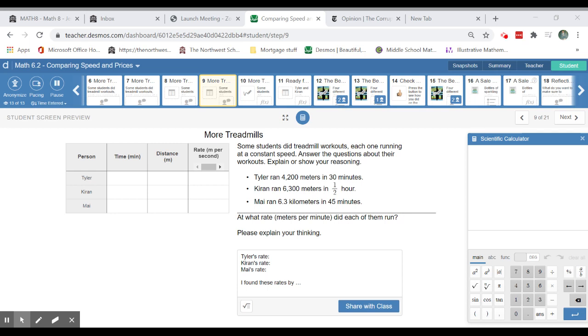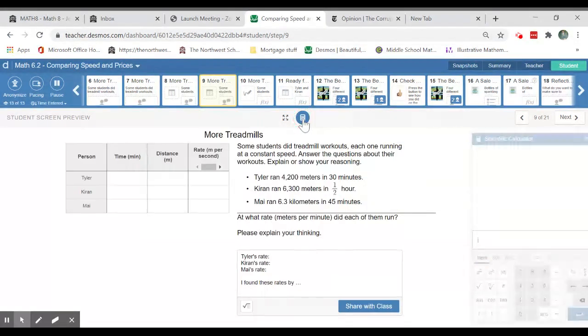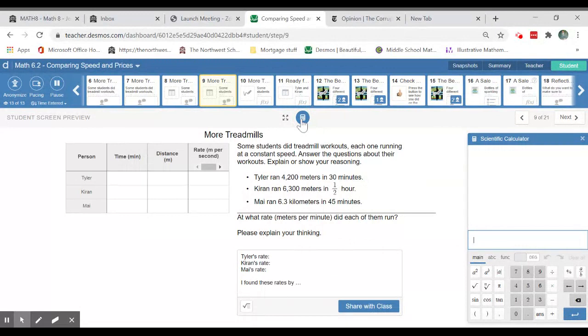Hi, friends. Some people had some questions about slide 9. So here's how I would think about slide 9. I'm using the calculator just to make things a little easier for myself.